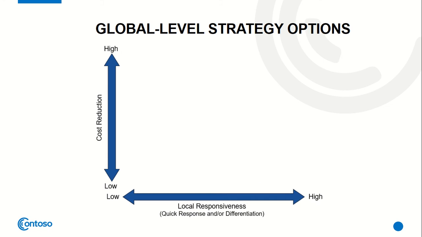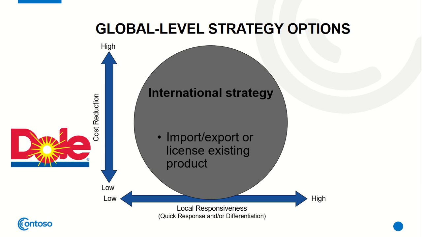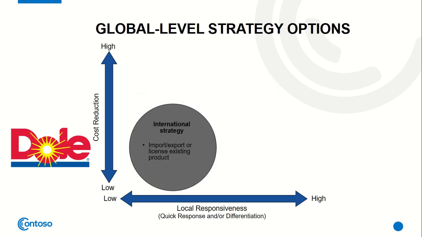Okay, let us discuss the different global level strategy options, starting with first, the international strategy. An international company is one that imports and exports. In other words, it sells to customers abroad and has foreign suppliers. However, this type of company does not have any investments, for example, branches, offices, factories outside its home country. An example is the Dole Food Company, which ventures in imports and exports of products made in the Philippines.